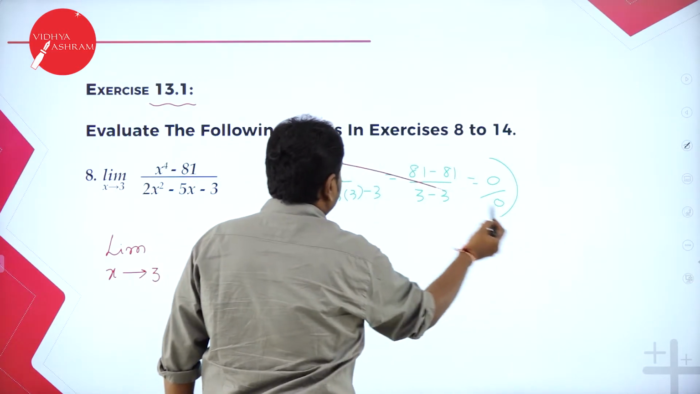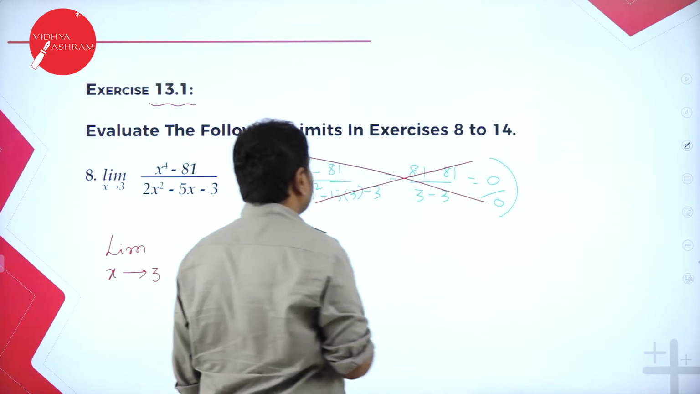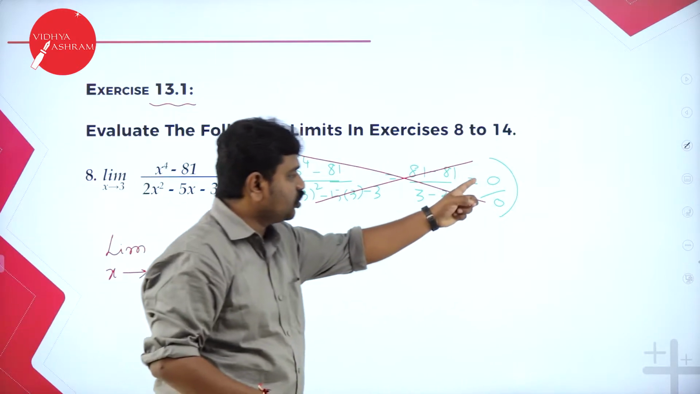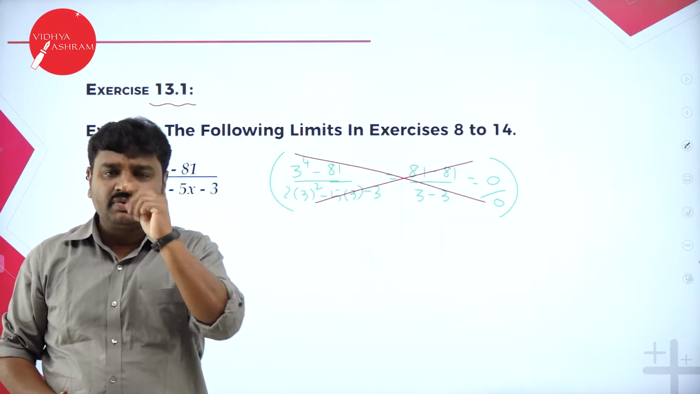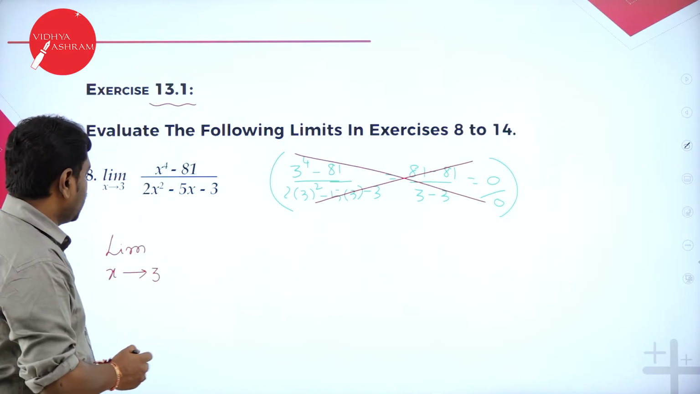So we will get 0 by 0. We should not get 0 by 0. So don't consider this. So therefore, what we are supposed to do? Directly in the place of x, if I put 3, I am getting 0 by 0, but limit should not give you 0 by 0. So therefore, what you are supposed to do is simple. So we have to simplify.